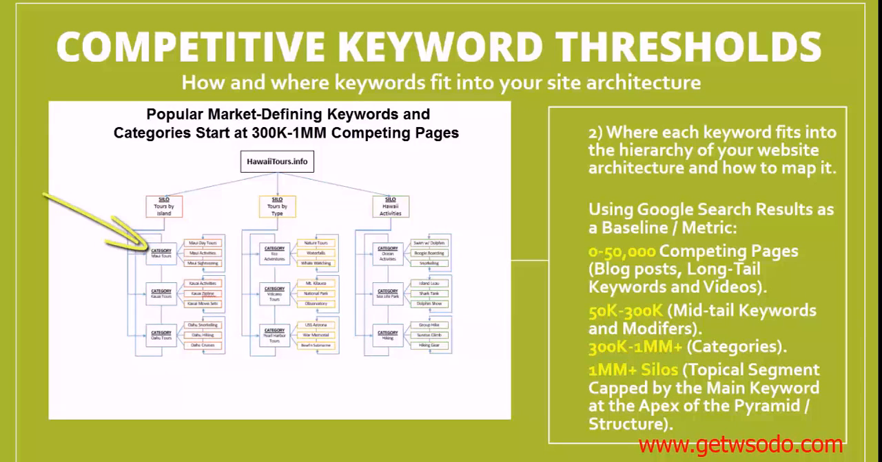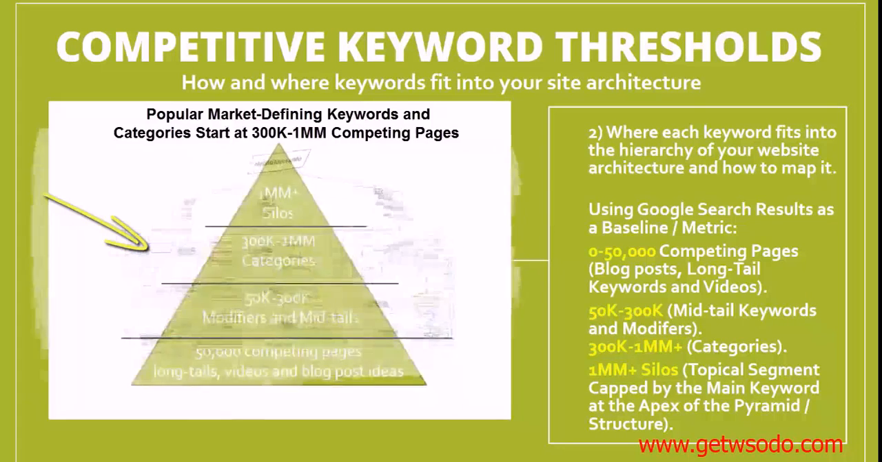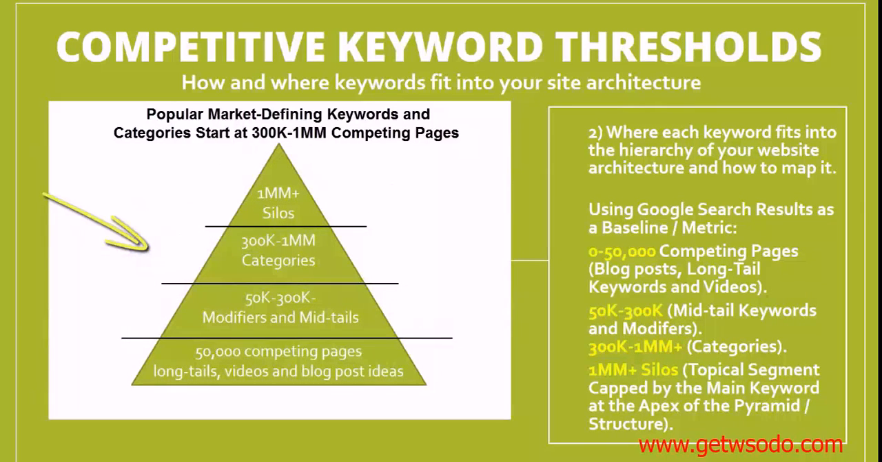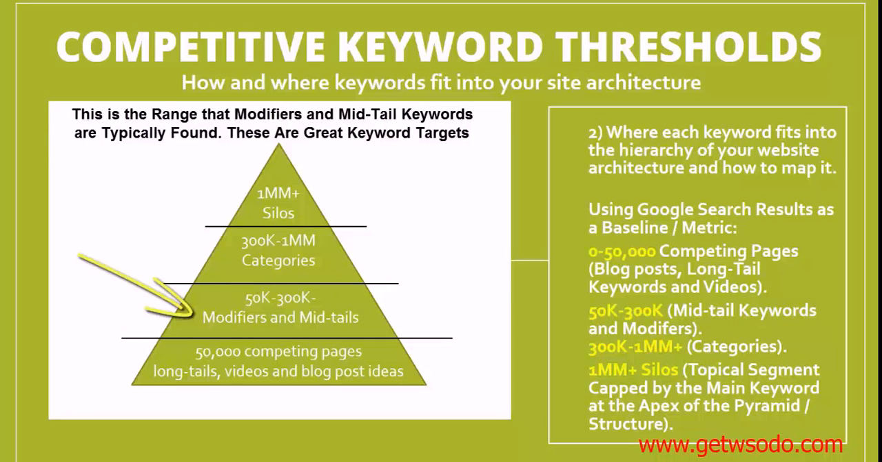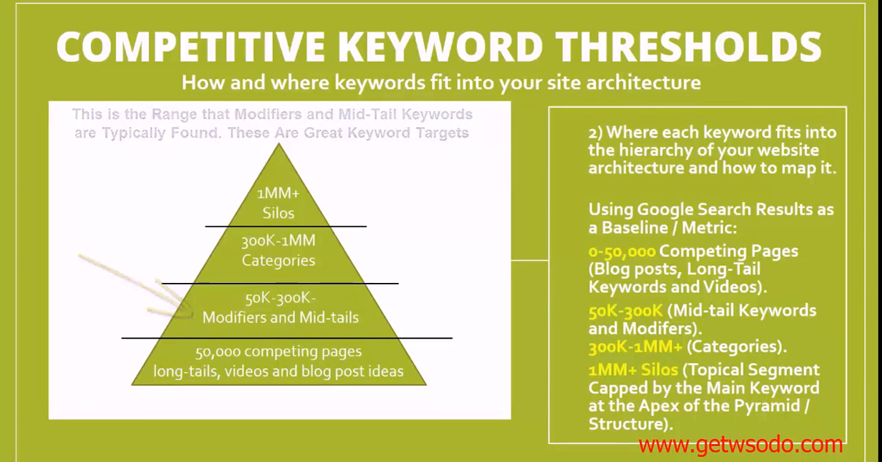So the categories we typically found were keywords that were in the range of 300,000 competing pages up to 1 million search results. Now we found that the modifiers and mid-tail keywords were in between 50,000 to 300,000 competing pages. And the mid-tail means it's not the head, the root phrase like insurance. Categories are something like auto insurance, which would be market defining. A modifier might be cheap auto insurance quote. And so that's more along the lines of a mid-tail phrase.